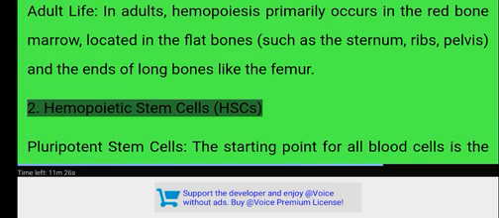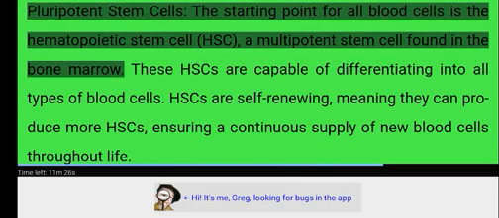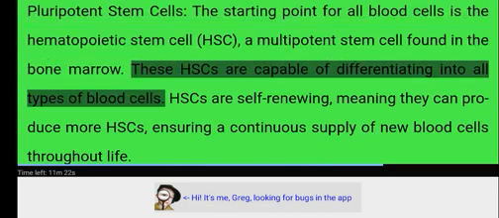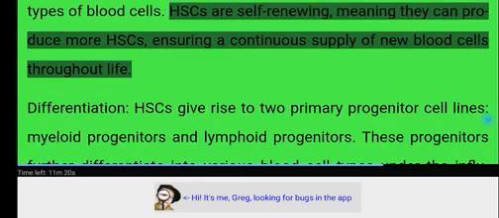2. Hematopoietic stem cells, HSCs. Pluripotent stem cells: the starting point for all blood cells is a hematopoietic stem cell, HSC, a multipotent stem cell found in the bone marrow. These HSCs are capable of differentiating into all types of blood cells. HSCs are self-renewing, meaning they can produce more HSCs, ensuring a continuous supply of new blood cells throughout life.